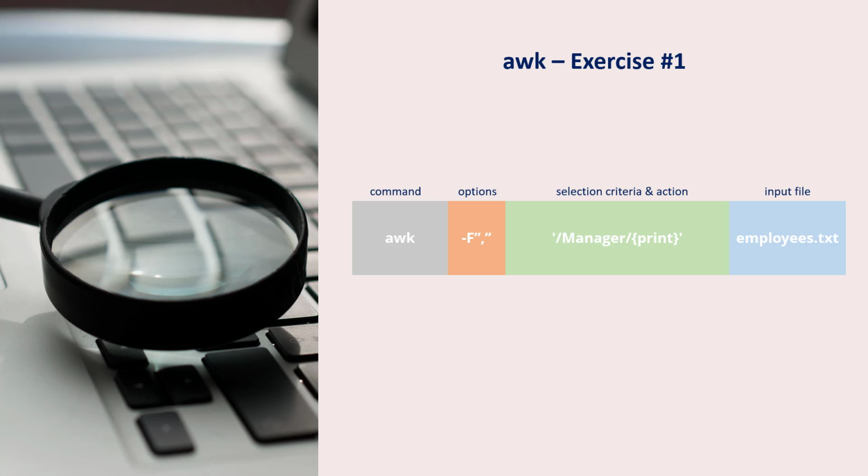Next comes our selection criteria and action part. Our selection criteria is the string manager enclosed within forward slashes, which means that it will be considered a pattern, and our action is print, which is given inside curly braces. There are other ways to specify selection criteria and actions. We will be seeing that in subsequent examples. The selection criteria and action together is enclosed in a pair of single quotes. And finally, we have our input file employees.txt.